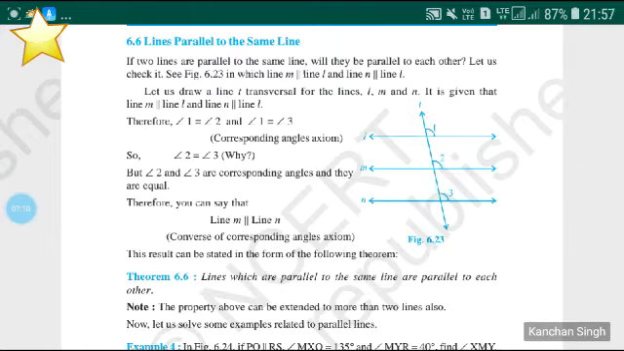On the basis of this we will solve all the problems related to it. In this class we have learned all the properties that will be helpful to us. We have to remember that if two lines are parallel to the same line, they will be parallel to each other. L is parallel to M, M is parallel to N, so L will be parallel to N.